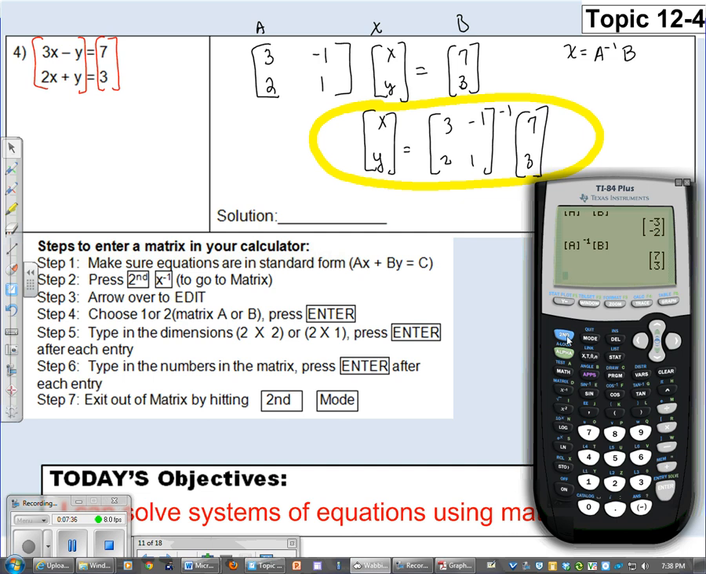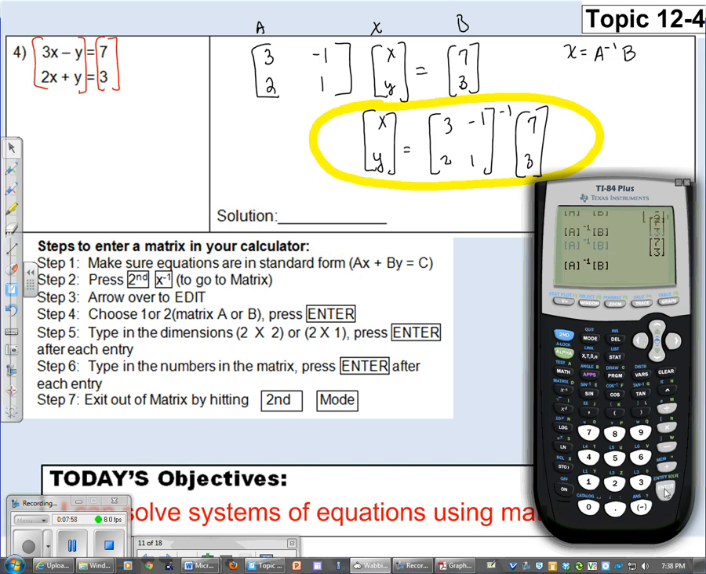Now I'm going to show you a little shortcut. Instead of going through and finding matrix A and matrix B, what we can do is hit the second button and then enter. If you look above enter, you'll see entry, and it types in what is the very last thing you typed in. So you don't have to go through that process again. And that gives us matrix A to the negative 1 times B.